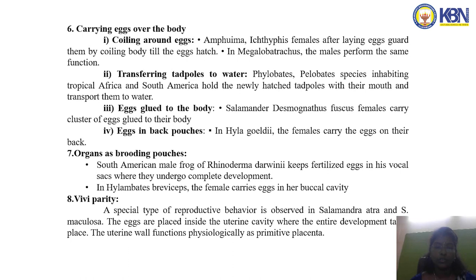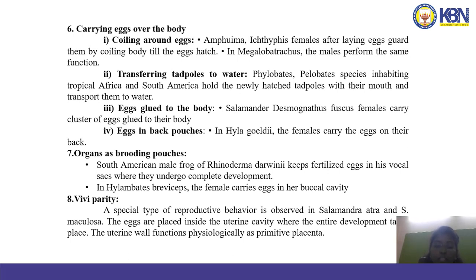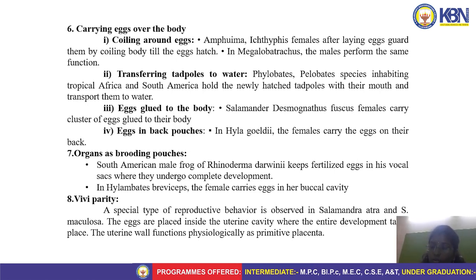Next, organs as brooding pouches. The South American male frog Rhinoderma darwini keeps fertilized eggs in his vocal sacs, where they undergo complete development. In this species, the fertilized eggs are kept in the vocal sacs near the neck region, where they undergo complete development.